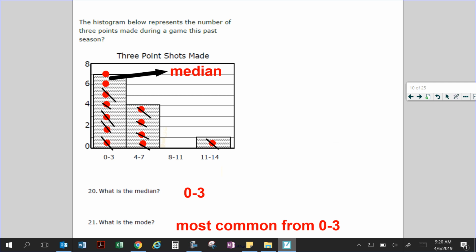The histogram below represents the number of 3-points made during a game this past season. A histogram is very different from a bar graph because it has a cluster, a grouping of numbers right here. It's not just individual numbers. Also, the bars connect. What's the median? If I drew 7 dots here and 4 dots here, no dots here, and 1 dot here, I can find the median. I slash, slash, slash. The middle dot is in 0 to 3. What's the mode? Most people chose from 0 to 3.